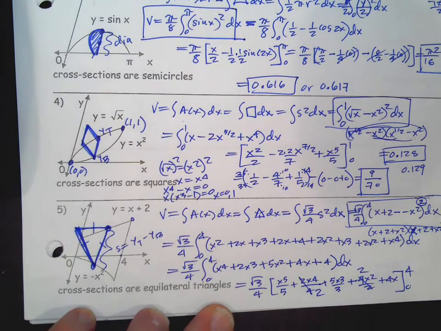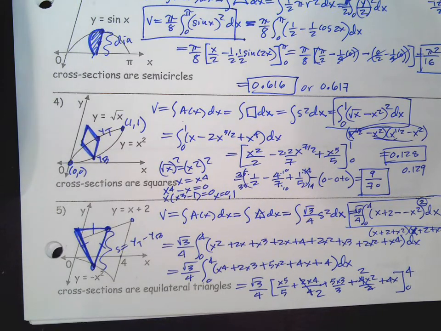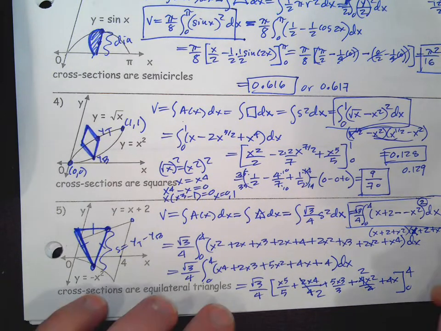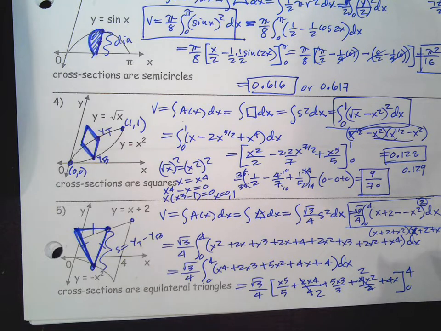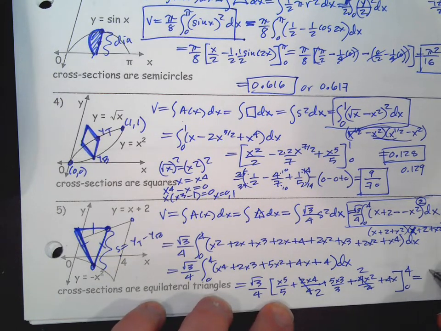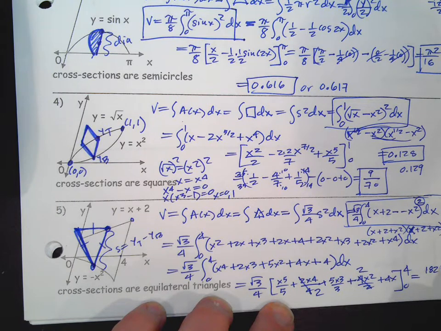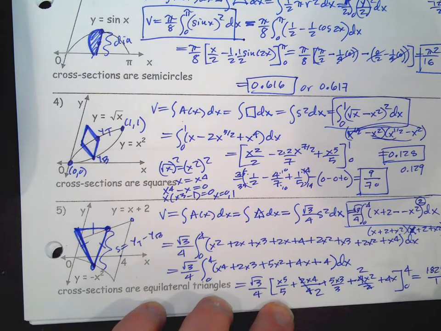Oh my gosh, I don't even know if I want to do this. I think I'm going to bail on this. I'll tell you what the answer is. If you make it through, it's 1828 root 3 over 15, which is 211.079 as a decimal.